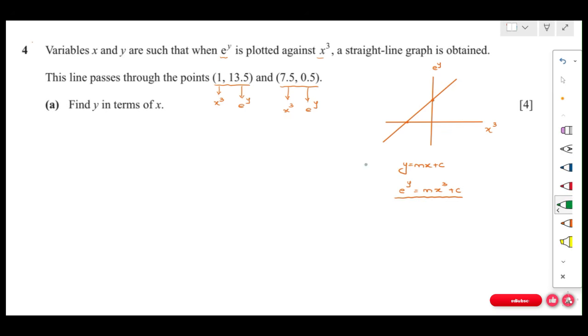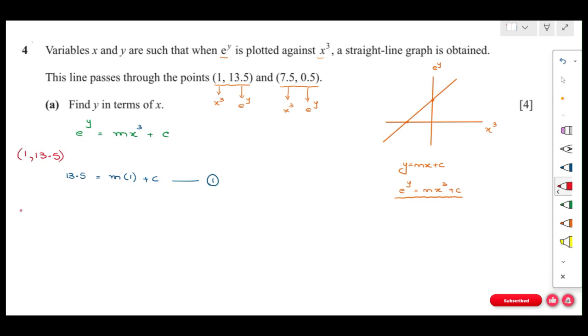Okay, so first let me write down the equation. e to the power y equals mx plus c. Now the first step is to plug in the point. The first point is 1 and 13.5. If I plug this point, e to the power y, 13.5, equals m, sorry, this is x cubed. m times x cubed, which is 1 because it is plotted against x cubed, and then plus c, right? So this is my first equation.